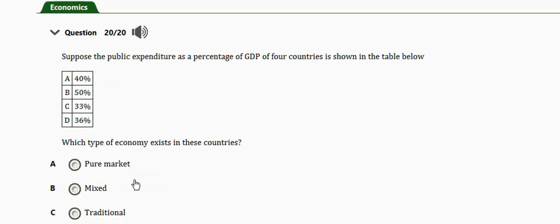It says suppose the public expenditure as a percentage of GDP of 4 countries is shown in the table below. What type of economy is this in this country? So guys, the one that has the highest percentage of GDP is a typical mixed economy. So guys, the right answer is option B, which is the one with 50% is a mixed economy.